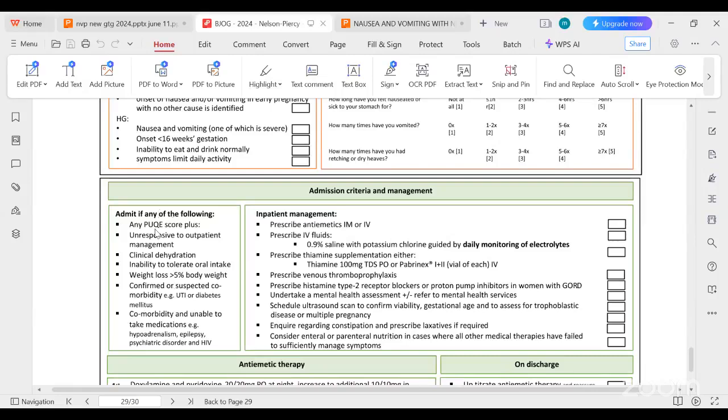So this is the assessment. This is all the assessment. You have to memorize all these things. Then comes the ultrasound. Then comes constipation treatment in the form of laxatives, and either enteral or parenteral therapies if the symptoms fail.